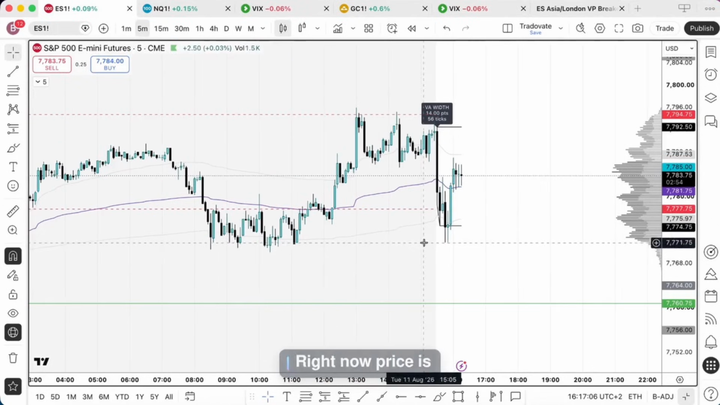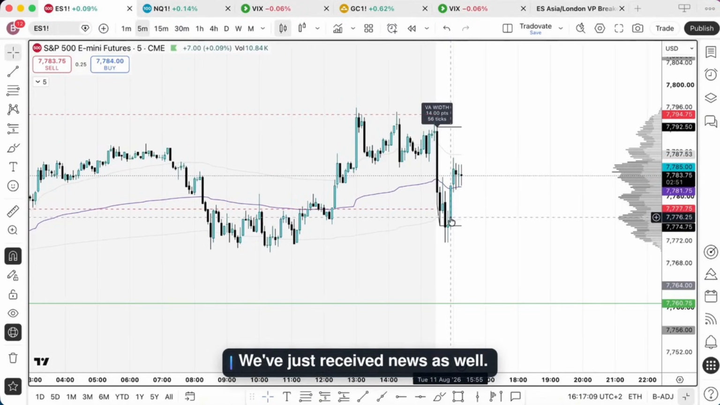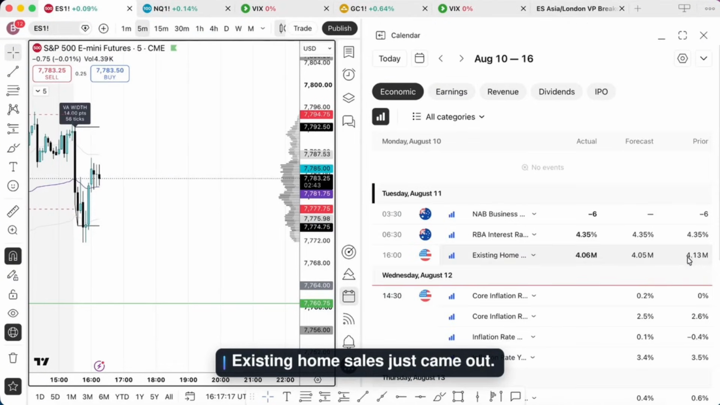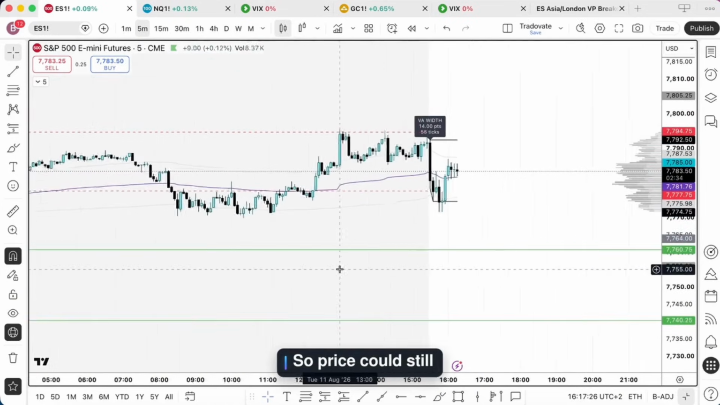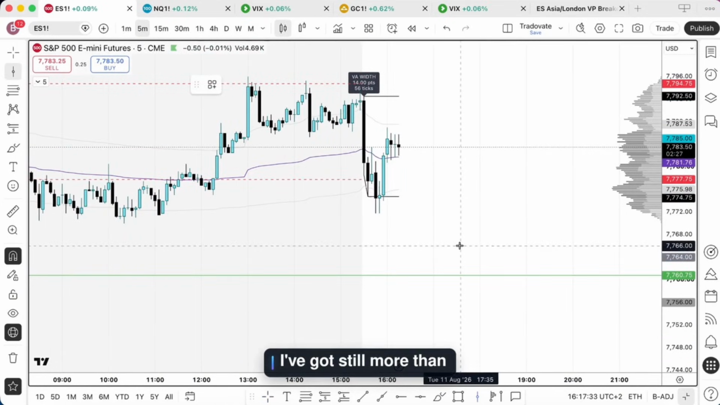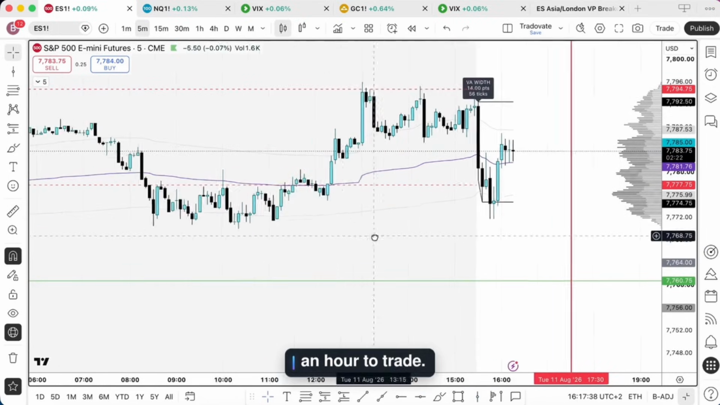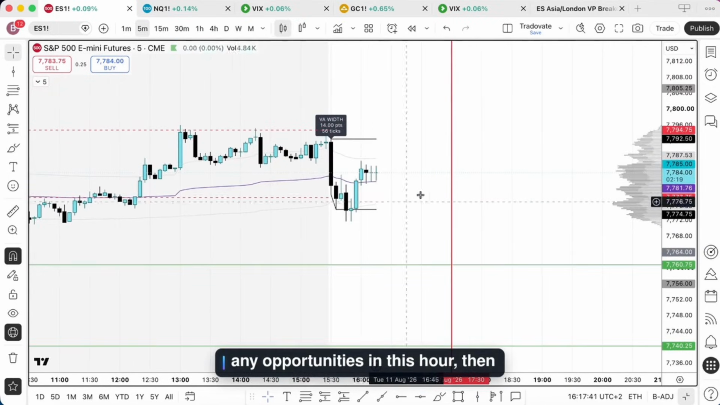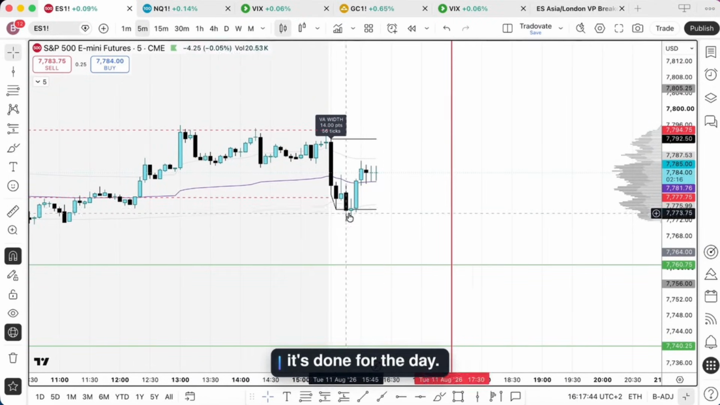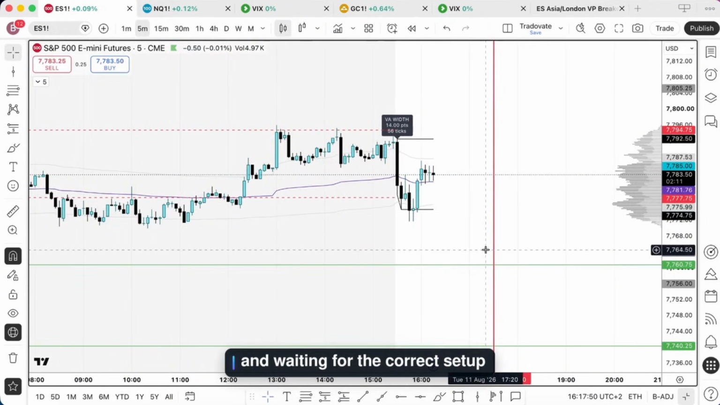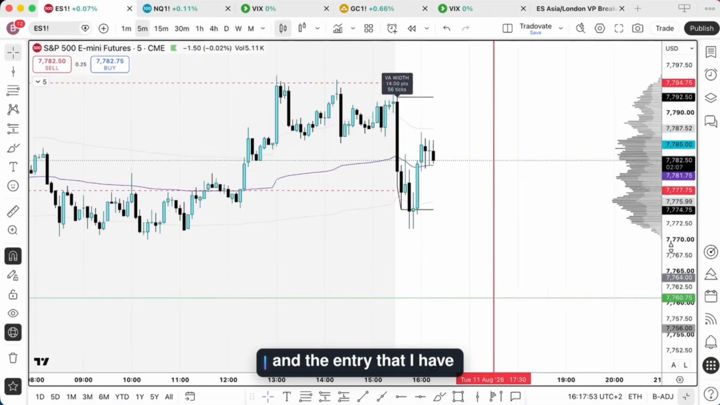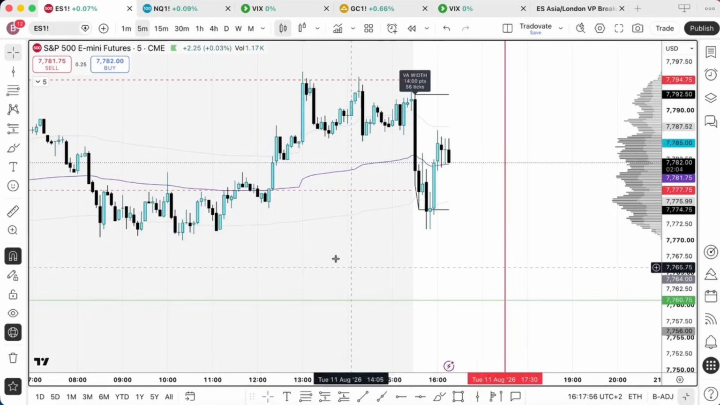So that's the VIX. Right now, price is not doing much. We've just received news as well. Existing home sales just came out, not very high impact news, so price could still go down. I've still got more than an hour to trade. If I do not get any opportunities in this hour, then I'm done for the day. But right now it's just patience and waiting for the correct setup and the entry that I have backtested hundreds of times.